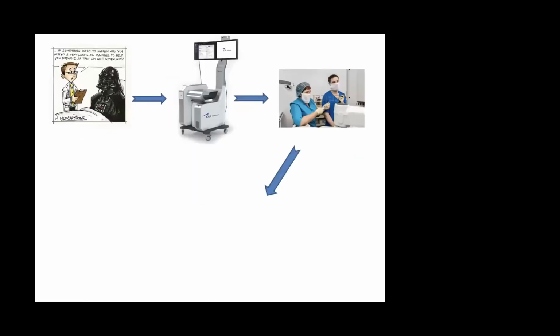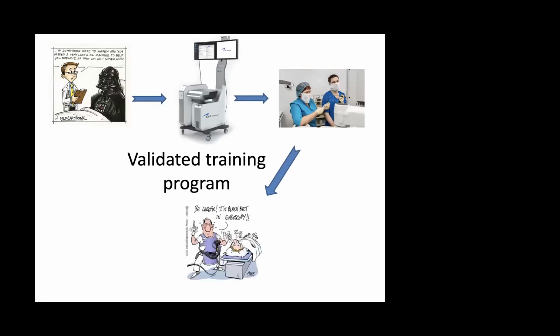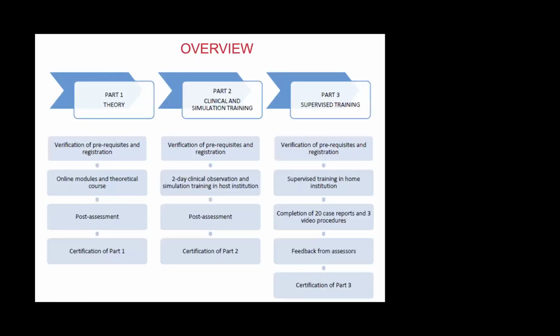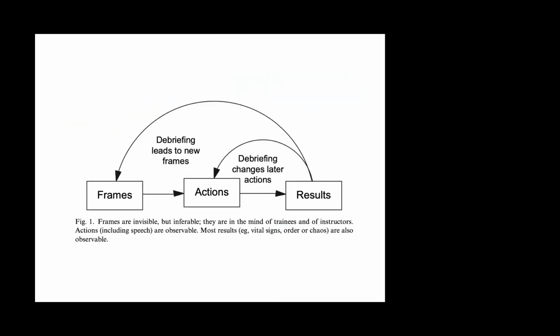As we said, you've got to go into a validated training program, looking at training, repeated training, but also training in your own center. This is a good program. This is the European Respiratory Society EBUS training program. Part 1 is theory. You have to pass that before you go into part 2, which is clinical and simulation training. You have to pass that before you go into the final part, the supervised training in your home institution. You send back videos, and ultimately you're trained in endobronchial ultrasound.